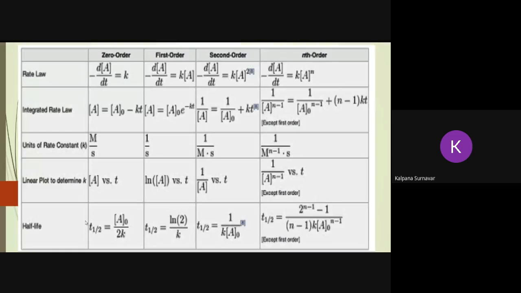See, the half-life of the zero order reaction is given here: T half is equal to concentration of A0 divided by 2K. As you know, the equation of the zero order is X is equal to KT. Instead of X, you can put the concentration of A, so A is equal to KT. And the concentration of A becomes 50% at the half-life, so the concentration becomes A by 2, and the equation is as written here: T half is equal to concentration of A0 divided by 2K.